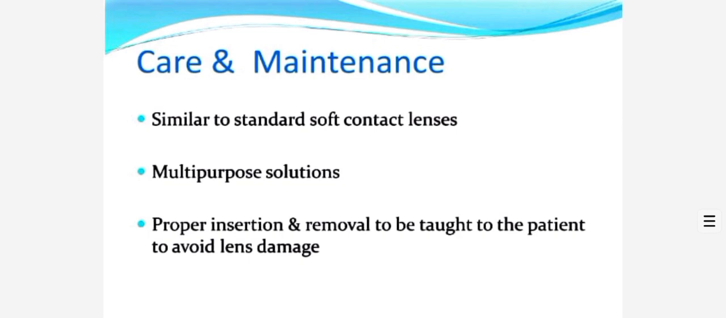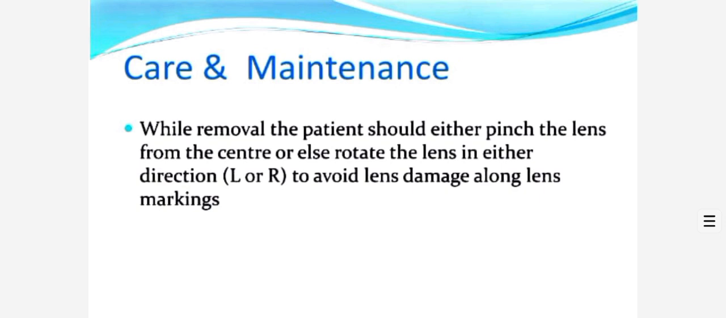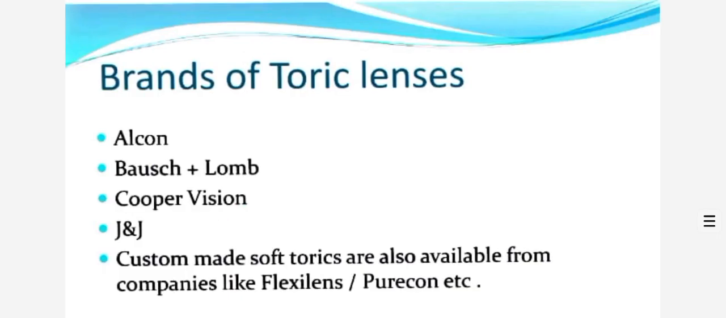Care and maintenance is similar to standard soft contact lenses: multipurpose solution, and proper insertion and removal taught to the patients to avoid lens damage. While removing, the patient should either pinch the lens or slide it, and it is essential not to rotate the lens in either direction, right or left, to avoid lens damage along the lens marking. Brands of toric lenses: Alcon, Bausch and Lomb, CooperVision and J&J. Custom-made soft torics are also available from companies like Flexwear and Pure Contact.